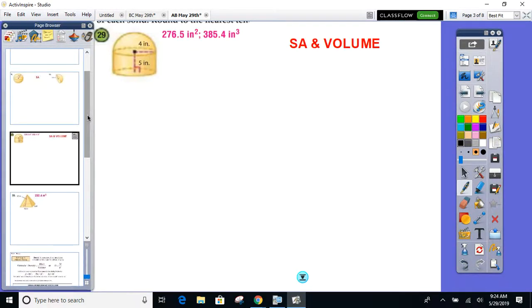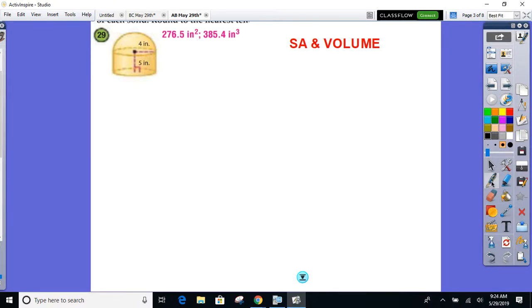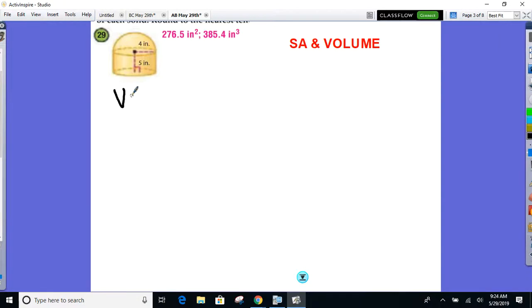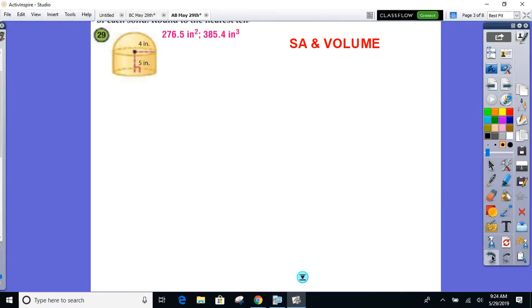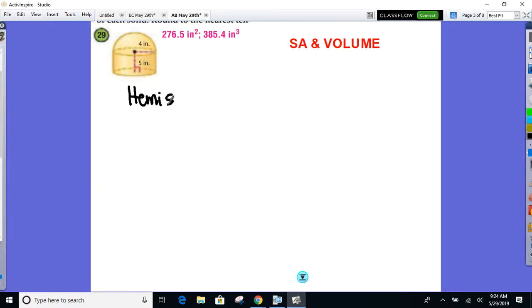Okay, 29. Find the surface area and the volume. I'll do the volume first because surface area was a little bit different here. So first, let me ask you guys, what's this figure made up of? Hemisphere and a cylinder.